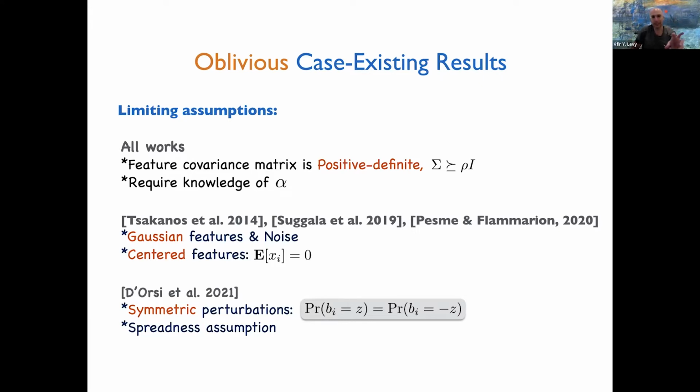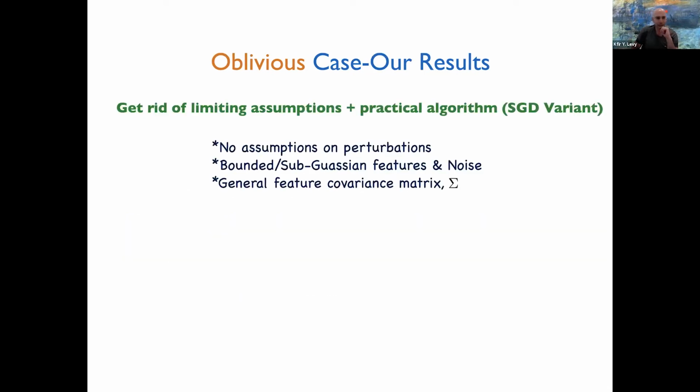So we're actually investigating this case, the oblivious adversary case. And what we do in our work, we get rid of these limiting assumptions, and we provide practical algorithms, which is basically a variant of SGD that provably solves this problem. So we make no assumptions on the adversary, on the perturbations that he is allowed to do. We allow the distribution of the features and the noise to be very general, like coming from a bounded distribution or sub-Gaussian distribution. And we don't make any assumptions on the covariance matrix of the features.